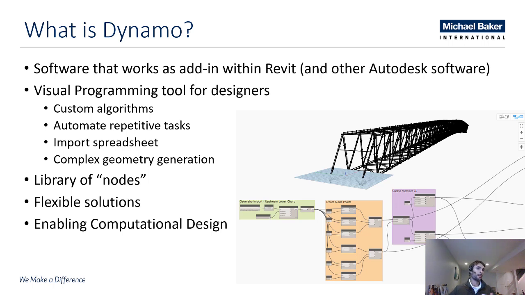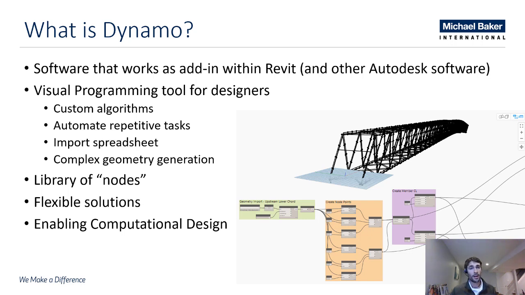So first, what is Dynamo? First, I guess we should make sure that everybody's aware that Dynamo is a specific software package. It works as an add-in within Revit, so it's automatically downloaded with the Revit program. It also does work with other Autodesk software, including Civil 3D. So what we're talking about here can be applied and used within Civil 3D to automate some applications. So keep that in mind as we go through this example.